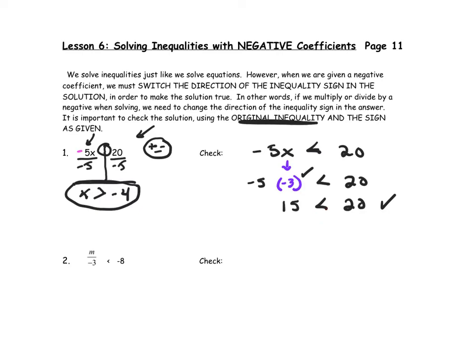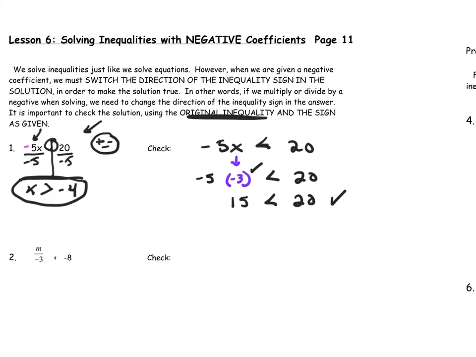So if we would have solved this and not switched the sign, we would have chosen a number that would have been smaller than negative 4. So let's see what happens. This is just a what if. What would have happened had we checked our solution and it would have been a number that's less than negative 4. So I'm going to start with the original inequality again. I'm going to say negative 5. And this time I'm going to use negative 6 because that's less than negative 4. So I'm going to try this.